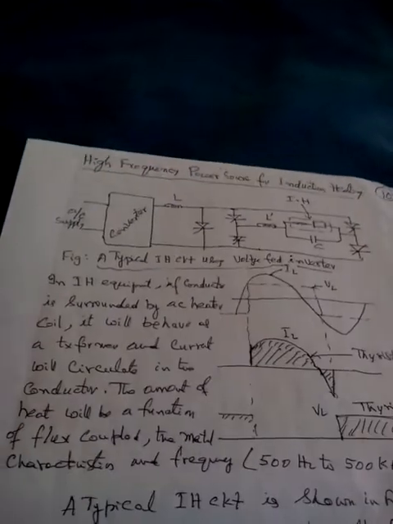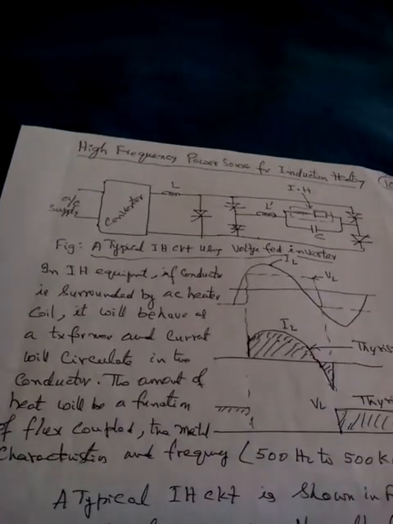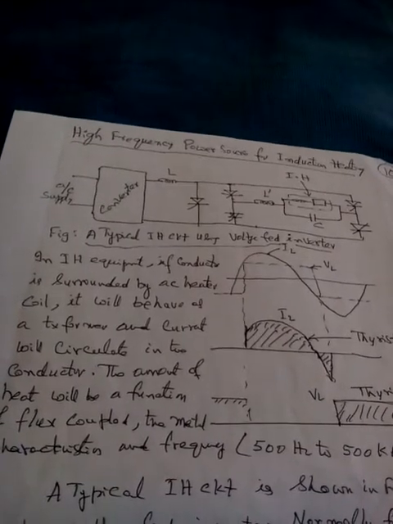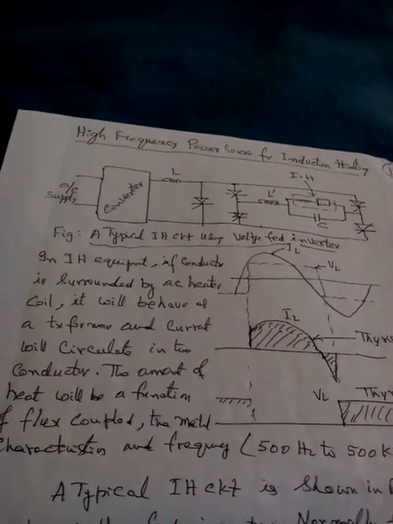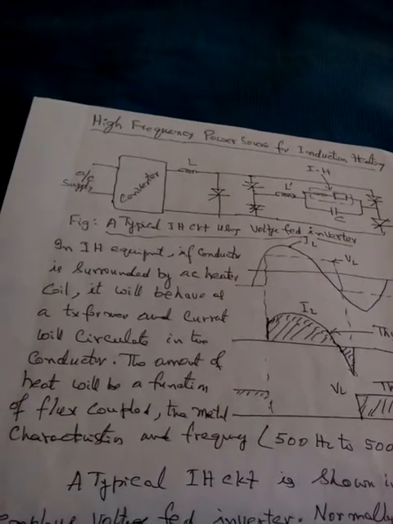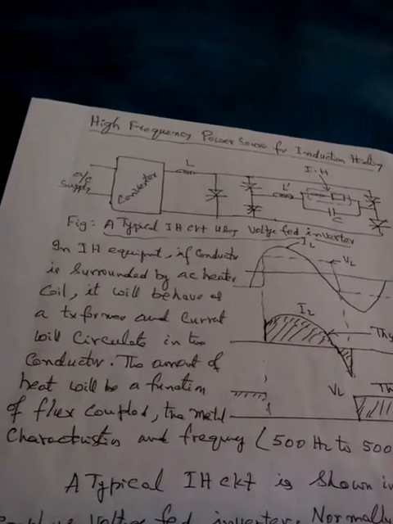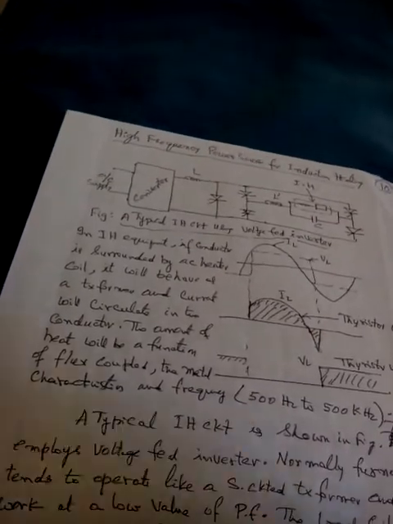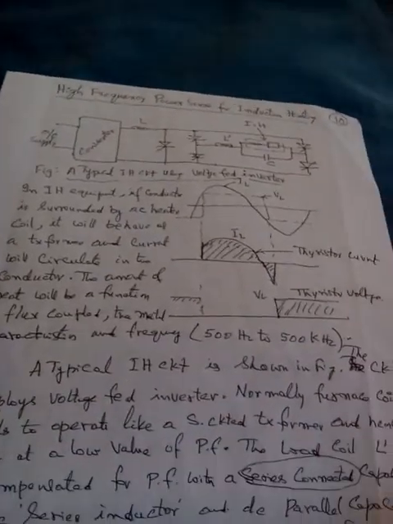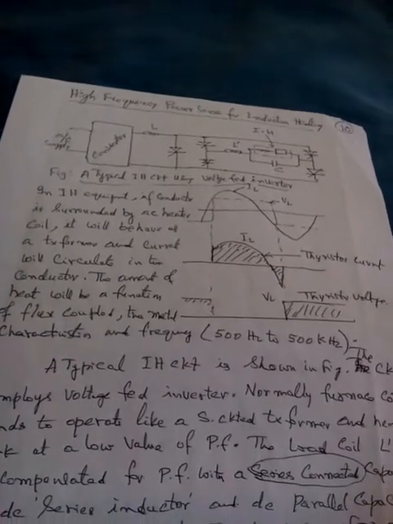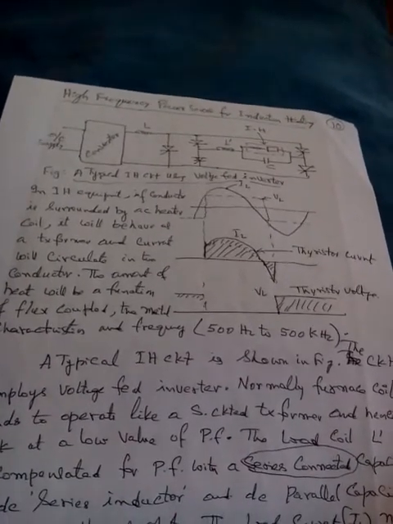In induction heating equipment, if a conductor is surrounded by an AC heater coil, it will behave as a transformer and current will circulate in the conductor. The amount of heat will be a function of the flux coupled, the metal characteristics, and the frequency of the source will determine the amount of heat. Okay, this is a typical induction heating circuit shown in the figure.